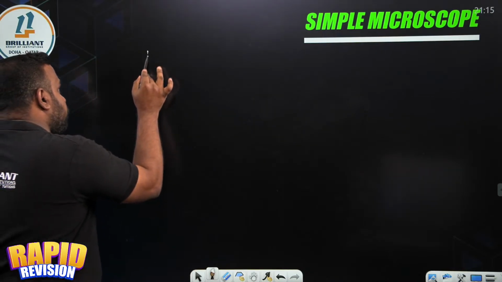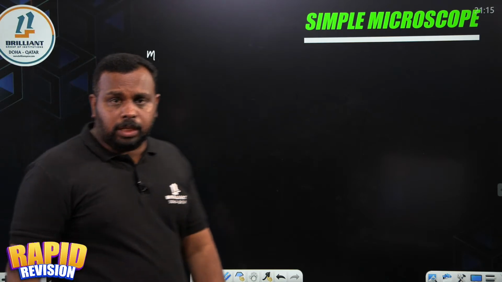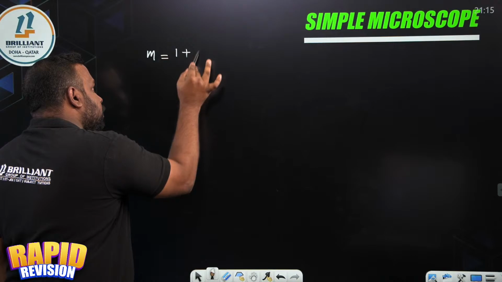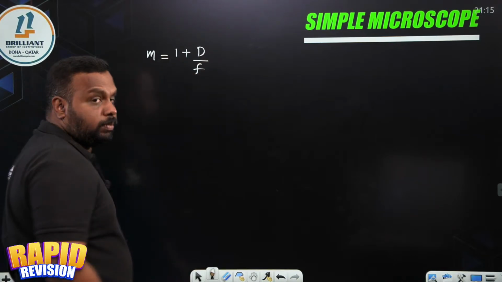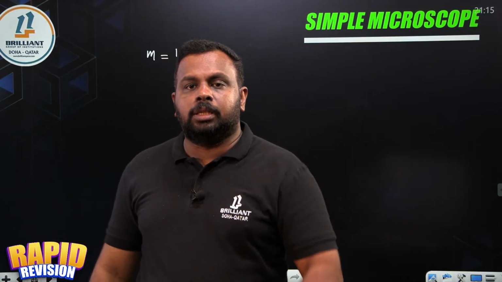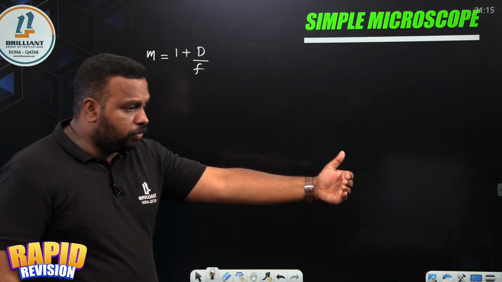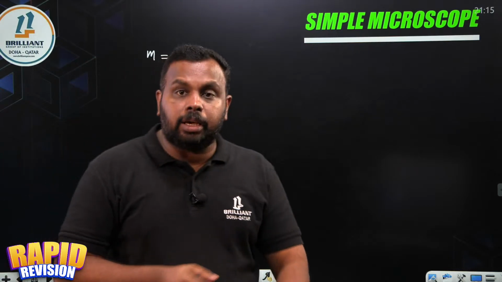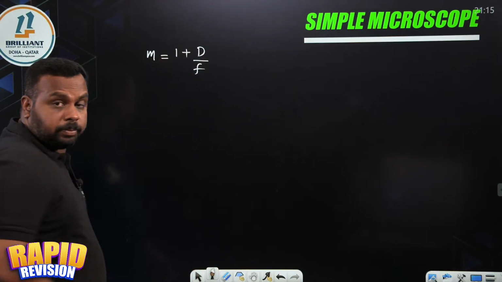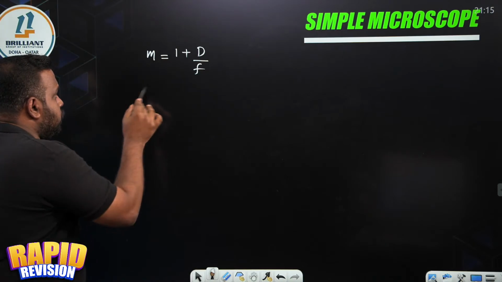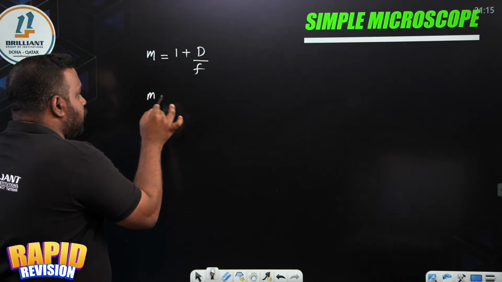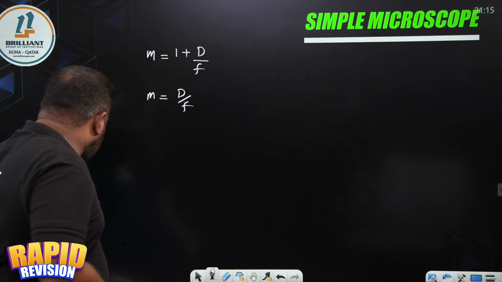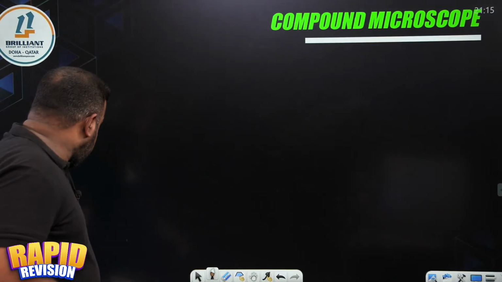For a simple microscope, if the image is formed at near point, what is the magnification formula? M is equal to 1 plus D by F. If the image is formed at near point, it means the least distance of distinct vision. 1 plus D by F. What is D? D is the near point, which means the least distance of distinct vision. And if the image is formed at infinity, it is D by F. Please study the ray diagram.